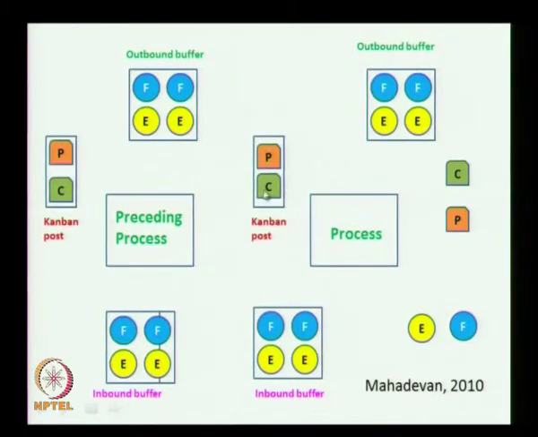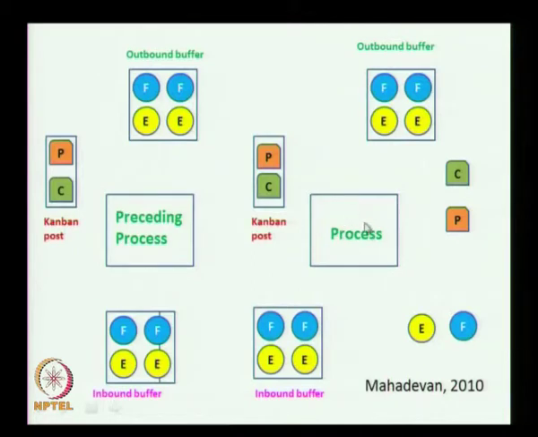Each of these also has a Kanban post, an inbound buffer and an outbound buffer. So basically four things constitute a process: the manufacturing facility, the cell or machine or manufacturing area; the inbound buffer, where some inventory is there; the outbound buffer, where there is some inventory which is finished goods; and a Kanban post which has these cards for P as well as C. The inbound buffer could be treated as raw material for this.